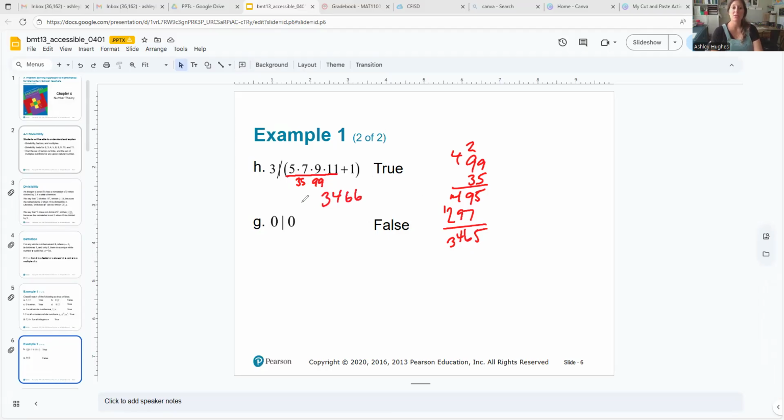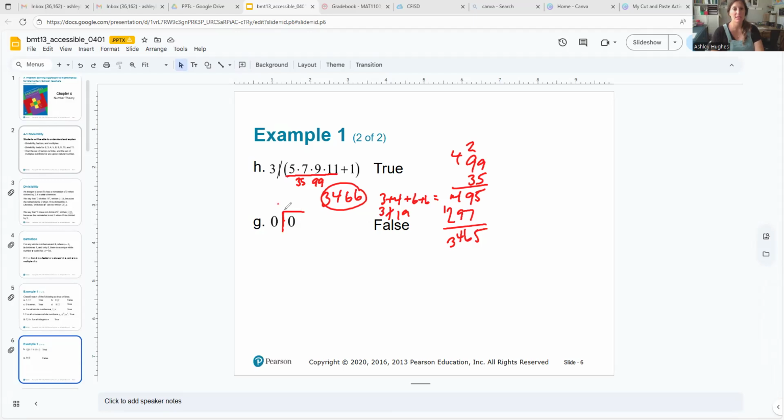A way to see if 3 divides something is you sum up the digits, which we'll talk about in a minute, and you'll see if that sum is divisible by 3. So if I add 6 and 6, that's 12, 13, 14, 15, 16, 17, 18, 19. 19 is the sum of these digits, and 19 is not divisible by 3. So that means that this 3 does not go in. So that's true.